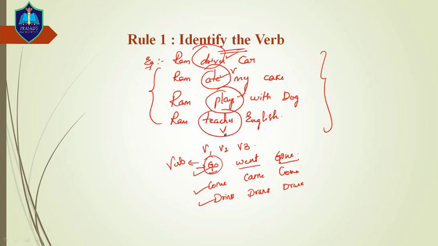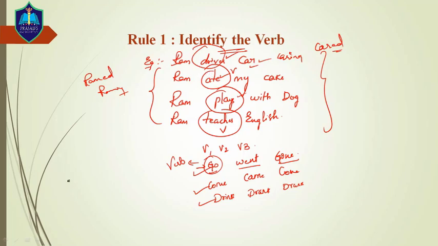Now observe here: can we make Ram or car in different forms? Ram, rammed, ramming? No, never, right? And car, carring, carred. We cannot make them into different forms, and hence we cannot call car or Ram a verb. We can consider drives, eat, plays, teaches as our verbs.